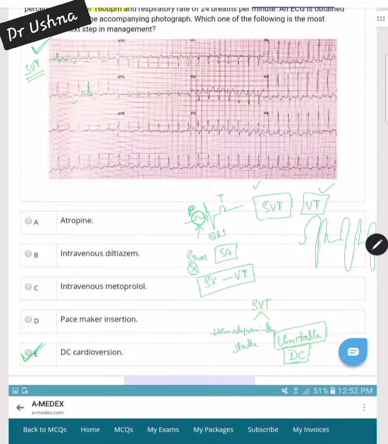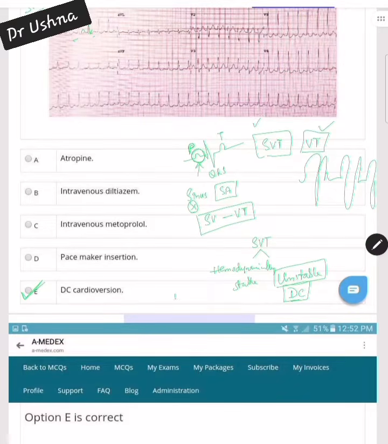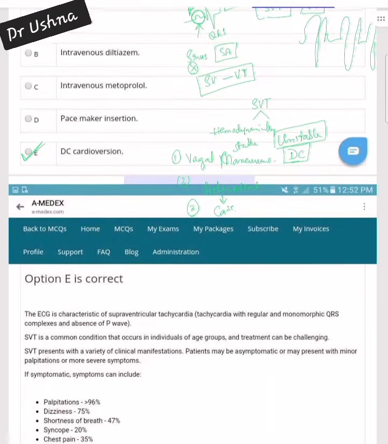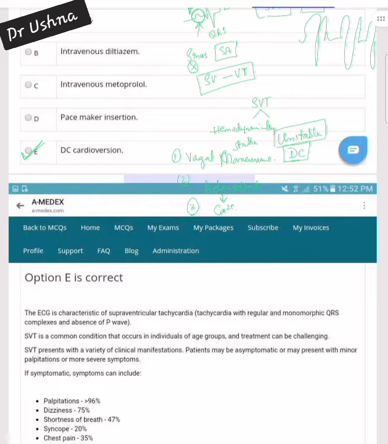But if the patient is stable, you have options. First of all, you will do vagal maneuvers, like carotid massage or coughing, and the patient can try different vagal maneuvers. And if the patient is not finding benefit from the vagal maneuvers, then the next step is going to be adenosine. That is a good option in the case of SVT. And if the patient is not finding benefit, there are further options. This is all about the management portion of this MCQ.